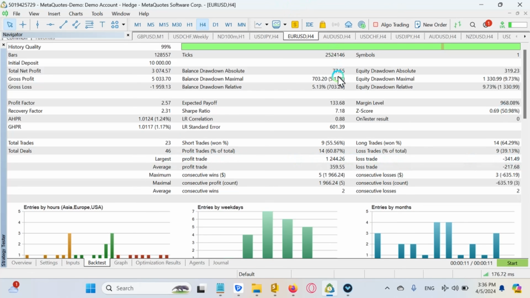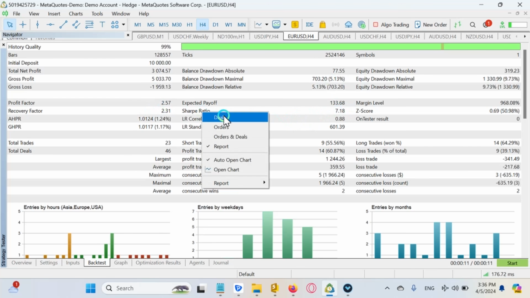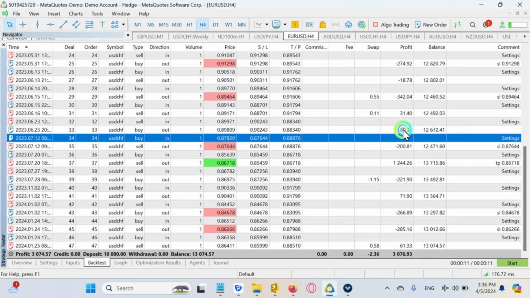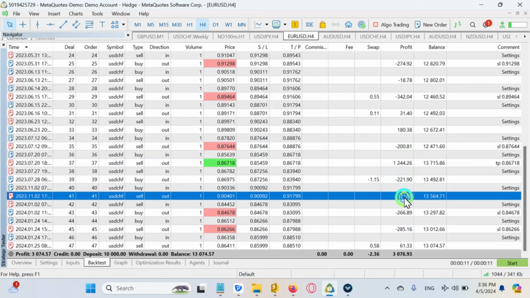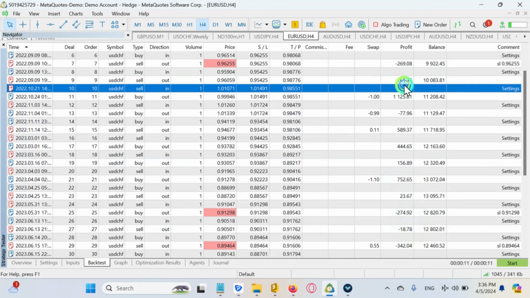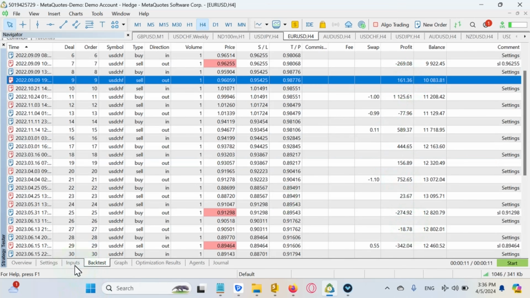We have 5% drawdown, 2.5 profit factor, 7 Sharpe ratio. Not bad. Let's see some trades. Oh, this is a nice trade. Yeah, so the dynamic exit is also working pretty good, as I see.